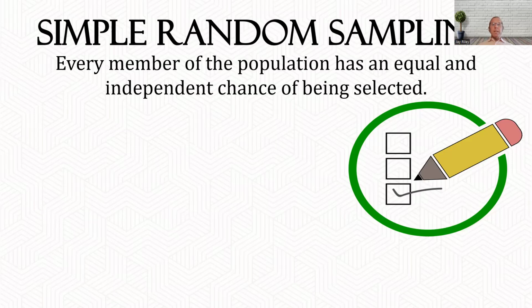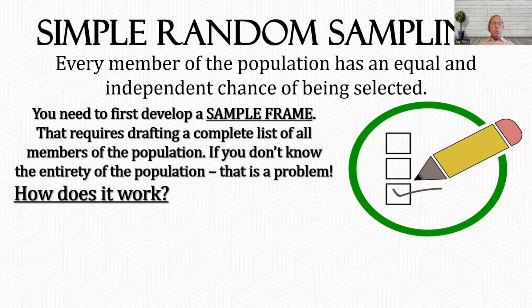In simple random sampling, every member of the population has an equal and independent chance of being selected. So how does this work? First, we have to know exactly who's in the population. That's our sample frame. We have to list everyone that's included in that population. If you don't know the entirety of the population, that is a problem for simple random sampling.